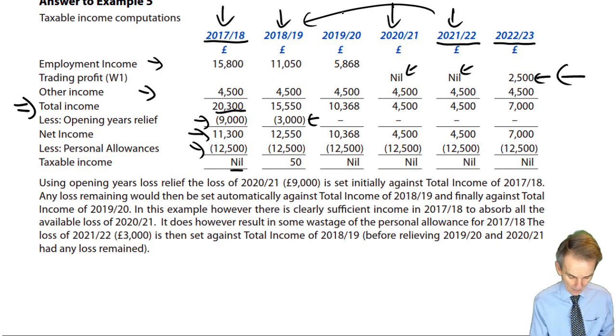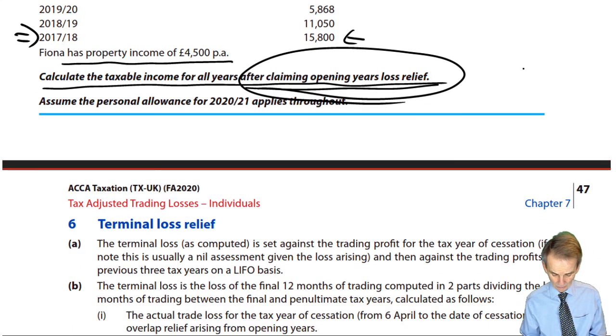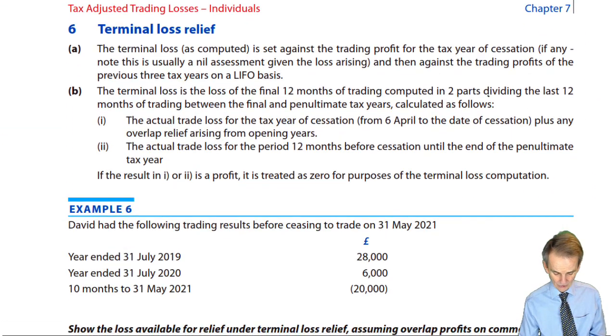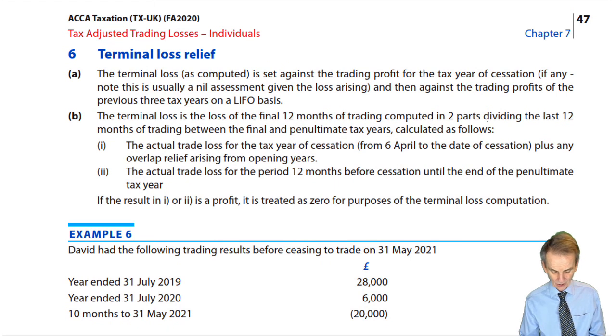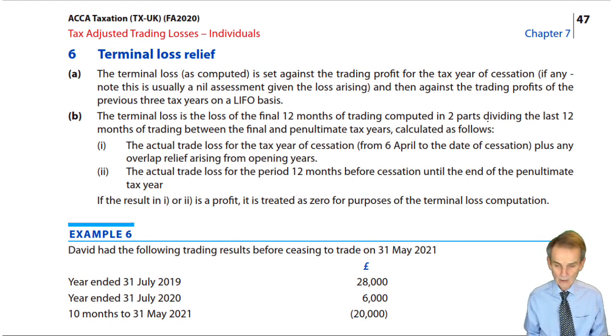Okay, so before next time, as ever, of course, revise through those opening year's loss reliefs. And that will leave us, of course, one last loss relief itself to look at, and that will be dealing with a loss relief that is applicable on the cessation of trading, and that is terminal loss relief. But again, make sure you're comfortable with what we've seen so far before taking on the next challenge.